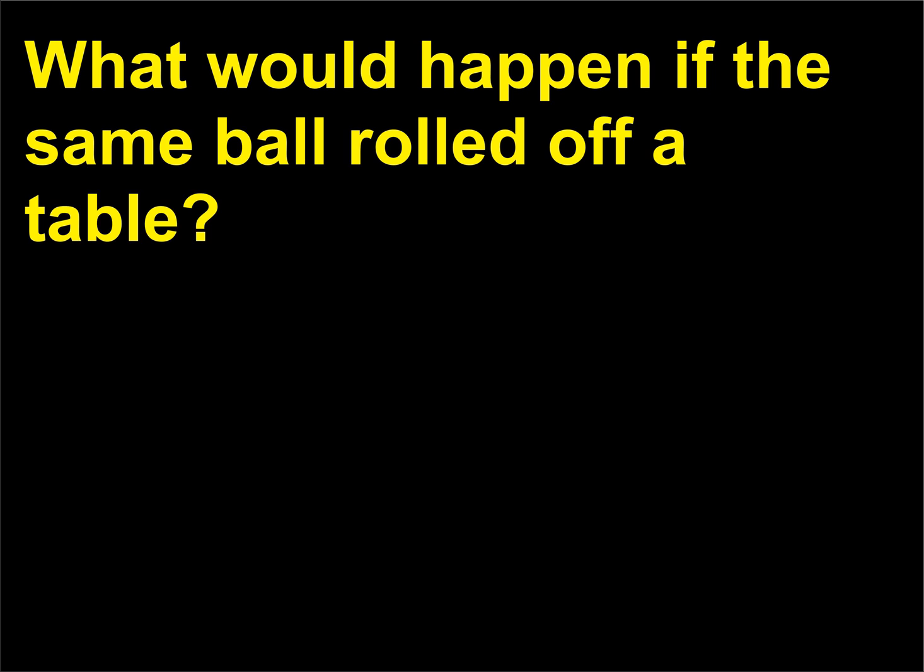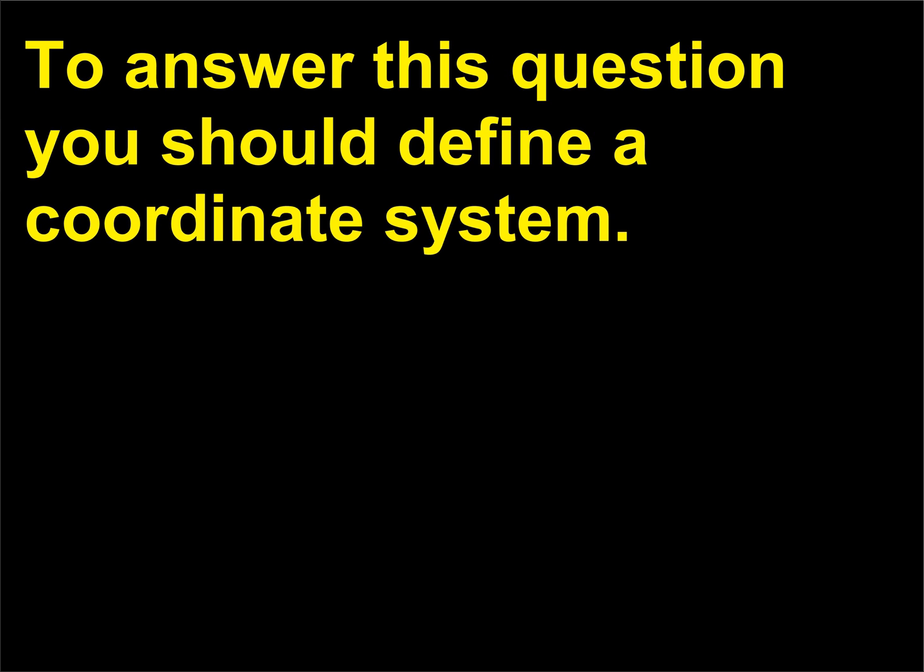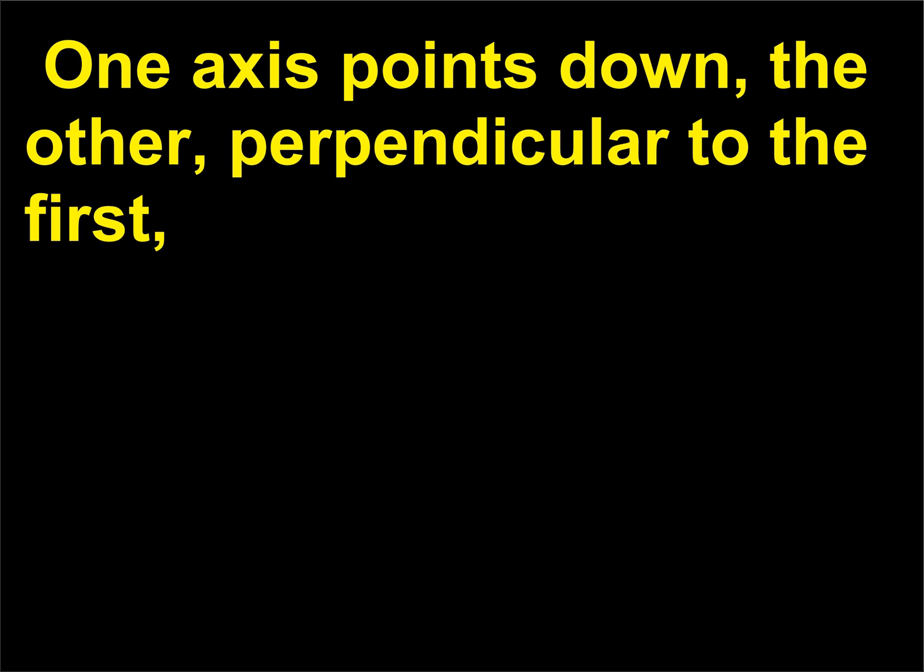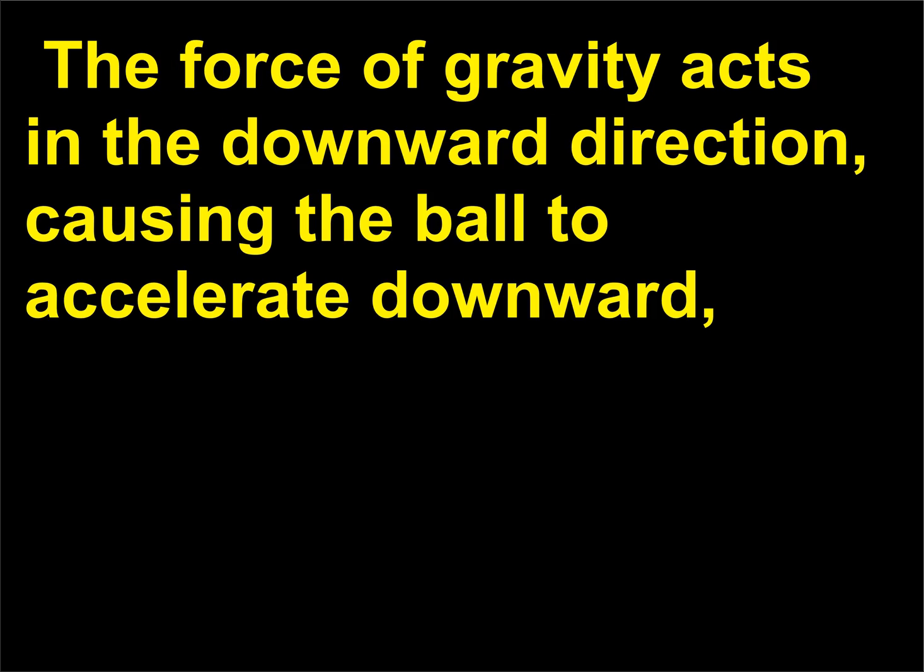What would happen if the same ball rolled off a table? To answer this question, you should define a coordinate system. One axis points down, the other, perpendicular to the first, points in the horizontal direction of the rolling ball. The force of gravity acts in the downward direction, causing the ball to accelerate downward.